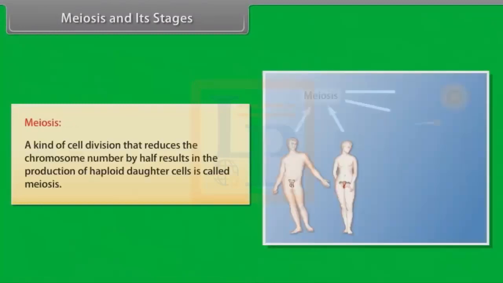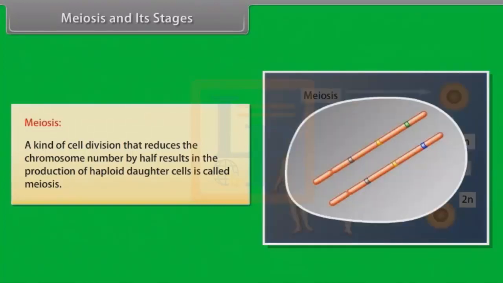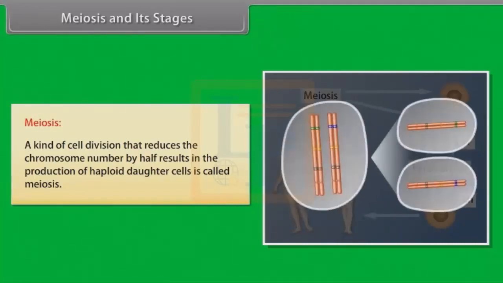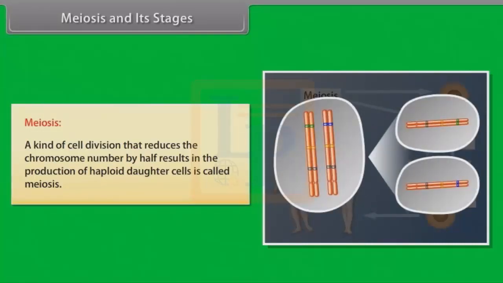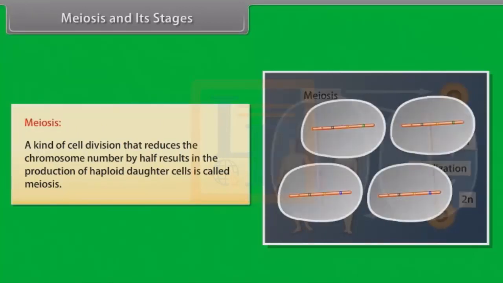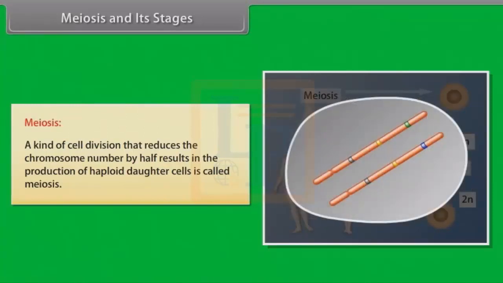Meiosis and its stages. Now let us move on to the next topic, that is meiosis. As we all know, the production of offspring by sexual reproduction includes the fusion of 2 gametes, each with a complete haploid set of chromosomes. Gametes are formed from specialized diploid cells. This specialized kind of cell division that reduces the chromosome number by half results in the production of haploid daughter cells. This kind of division is called meiosis.